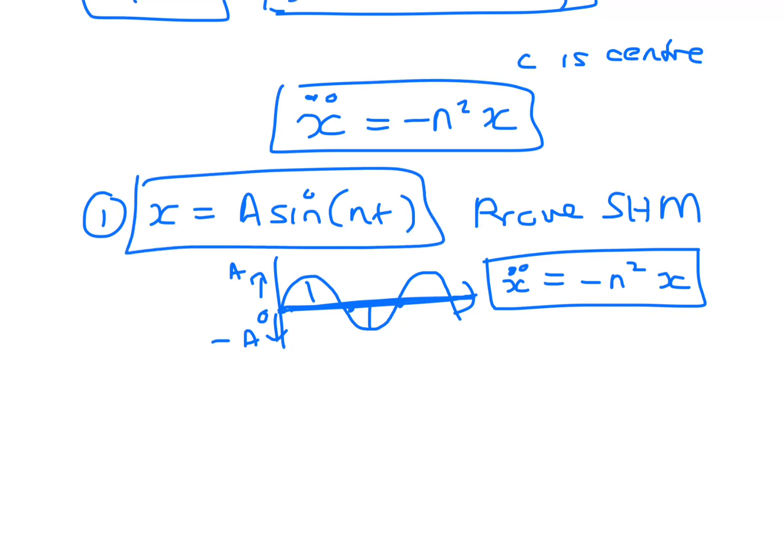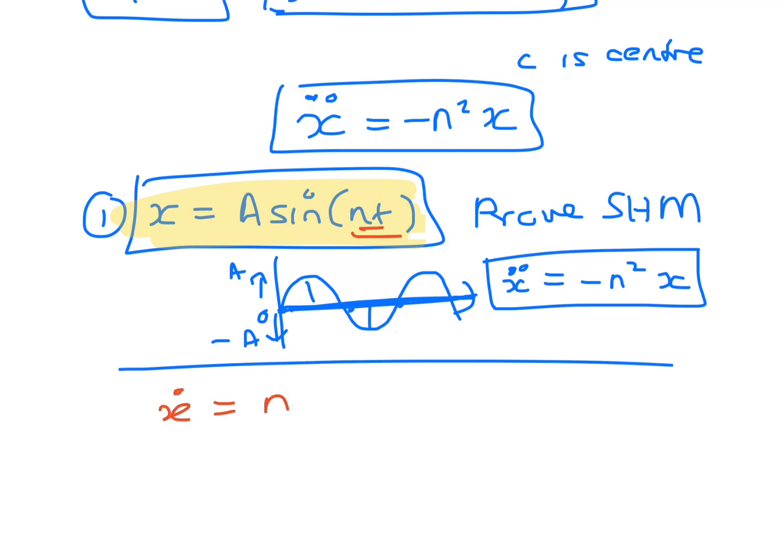So let's start with this original graph here, and let's differentiate it twice to get the acceleration, and let's just show that the acceleration can be written in terms of x. So if you get x dot, I'm going to take the n out because that's the derivative f dash times a. Now sine will go to cos nt.